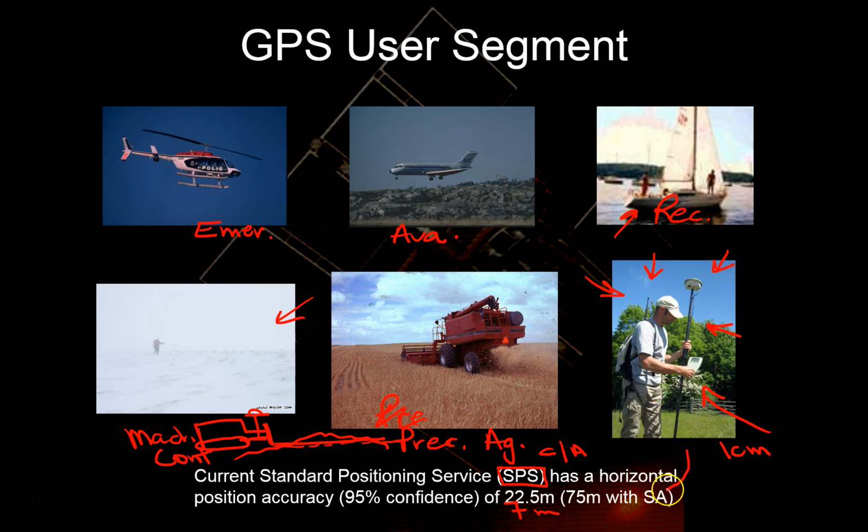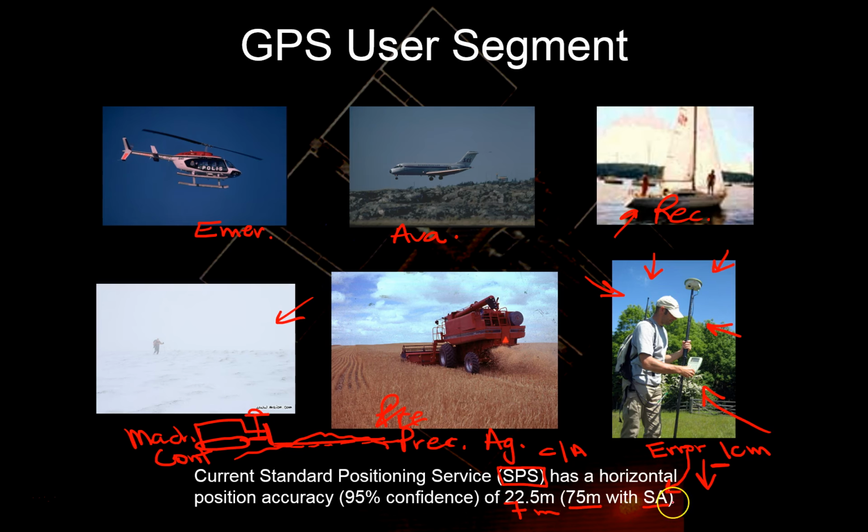Again, we haven't talked about SA. We've defined it as selective availability. Really quick, selective availability was an intentionally introduced error, which was designed to degrade, going to draw a big minus there, to degrade the accuracy of GPS, unless you were an authorized user like the military. And with selective availability on, this number jumped up to 75 meters, which is obviously significantly worse.